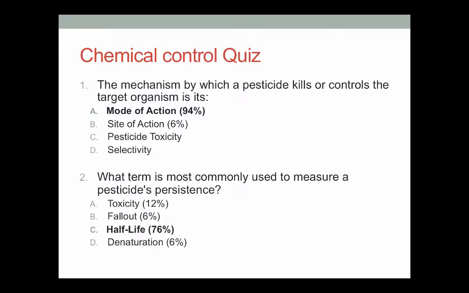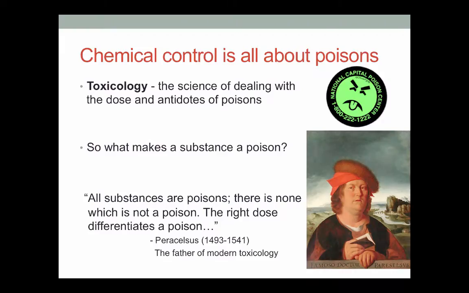So again, the mechanism by which a pesticide kills or controls the target organism is its mode of action. You've probably heard that in a couple classes. And then the most commonly used term to measure a pesticide's persistence would be its half-life. And we'll hop into that a little bit later.